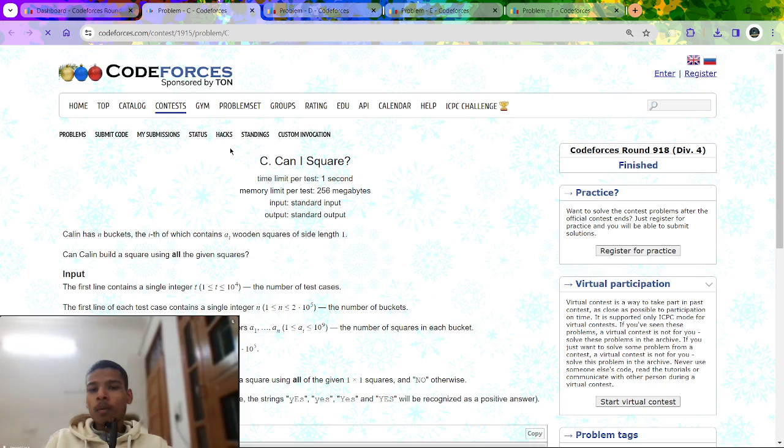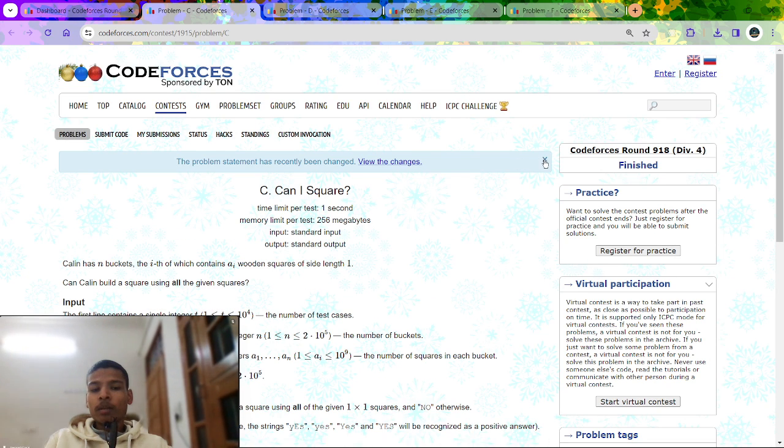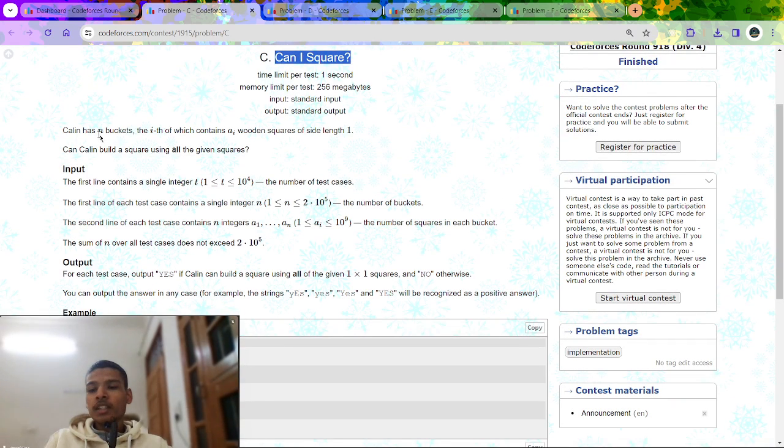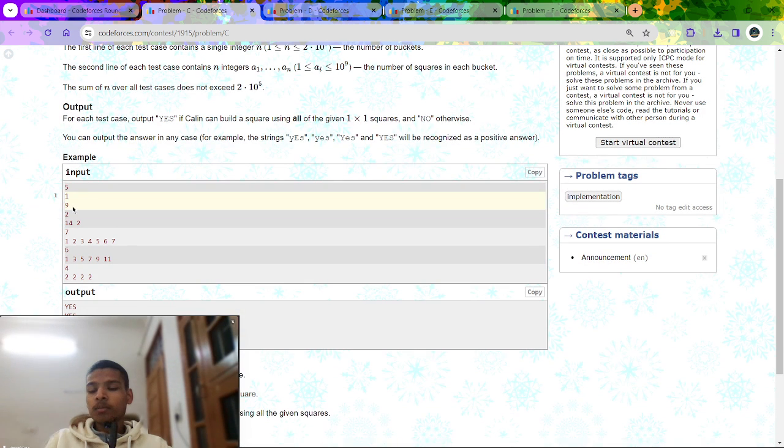Let's now discuss problem number C. The name of the problem is Can I Square? What they have said is that initially we are given n buckets, and the ith bucket contains a_i wooden squares of side 1. We have to tell whether using all the squares I can make a big square. For example, in the first example, I have 9 squares of size 1 by 1 in my bucket. So can I make a larger square using all the blocks?